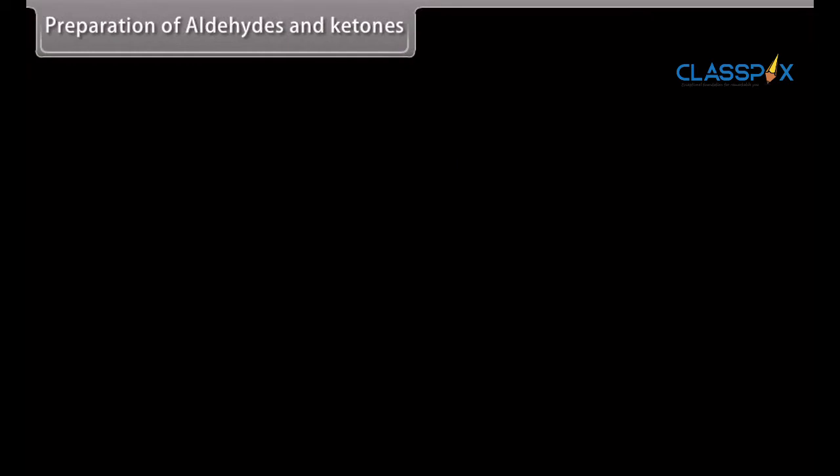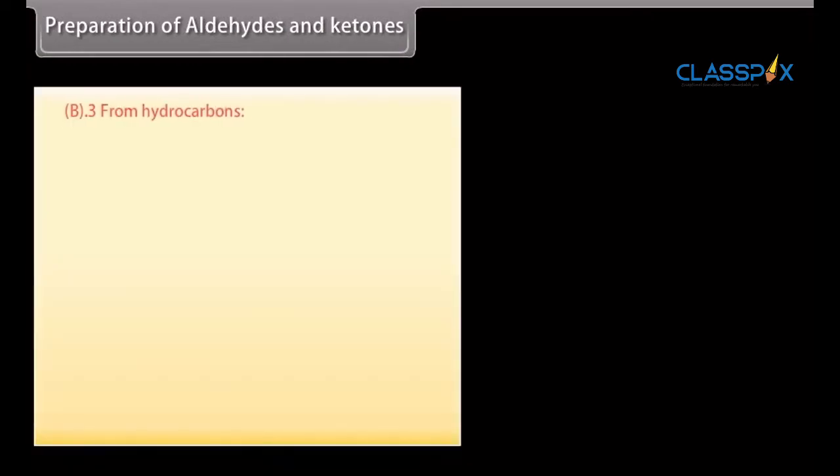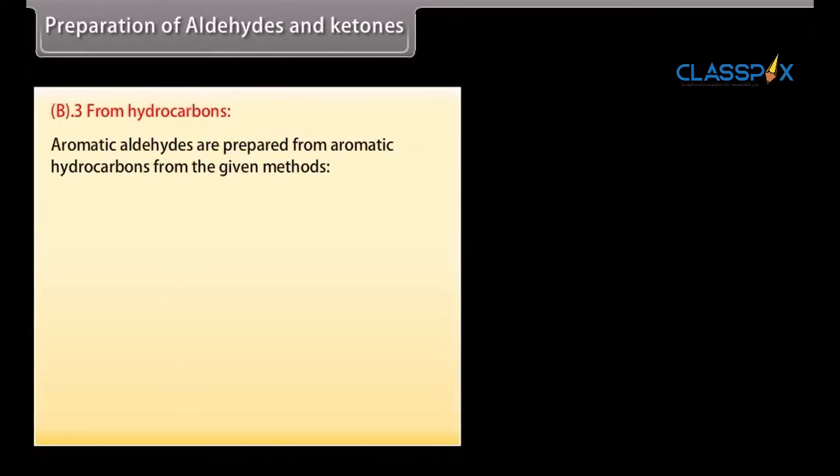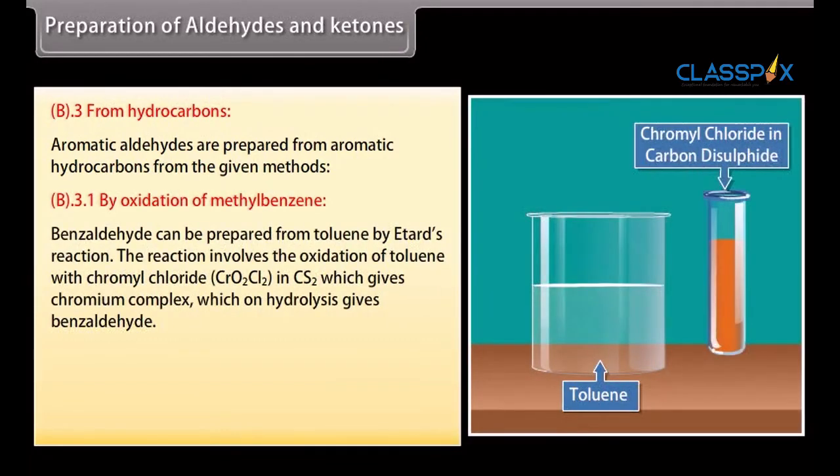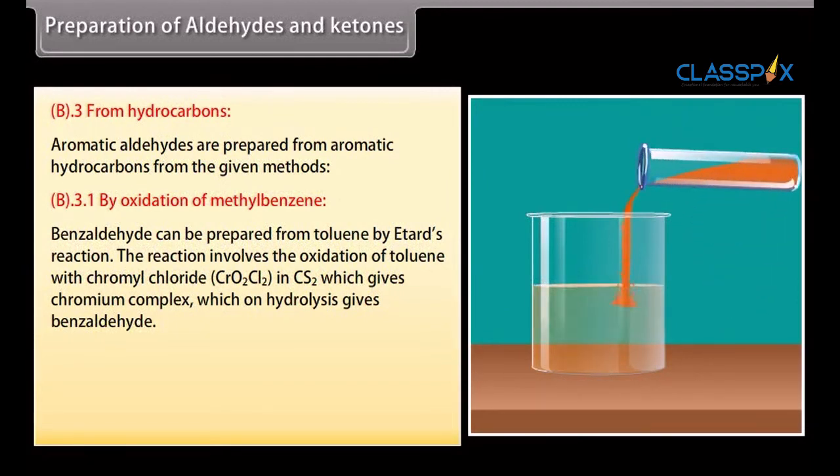Preparation of aldehydes and ketones from hydrocarbons. Aromatic aldehydes are prepared from aromatic hydrocarbons by the given method, by oxidation of methylbenzene. Benzaldehyde can be prepared from toluene by Etard reaction.